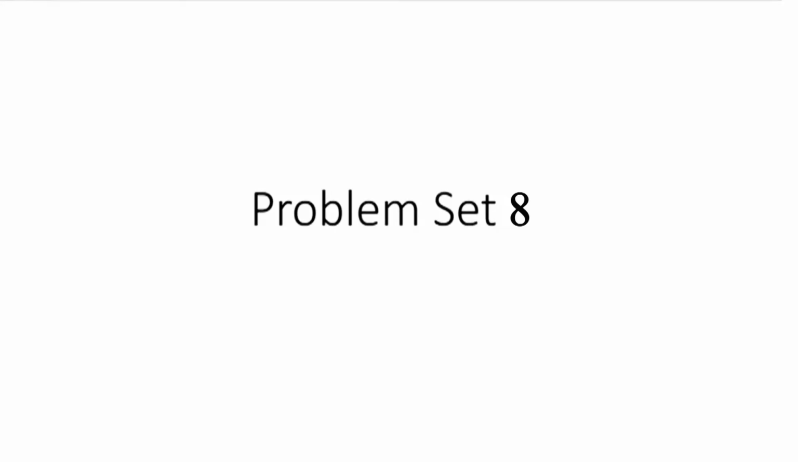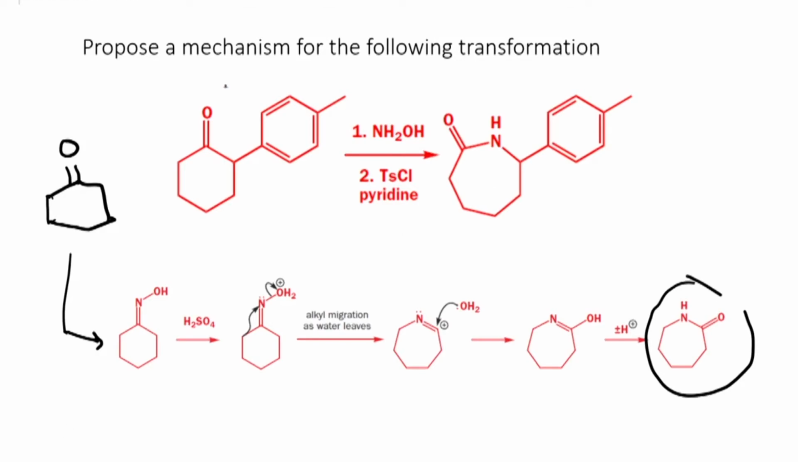Okay, so we'll now move on to solving some problems. The first problem in this problem set involves the Beckmann rearrangement. The question is, when I start with this ketone, which I'm just going to number 1, 2, 3, 4, 5, and 6, so it's a cyclohexanone with a substituent on it.